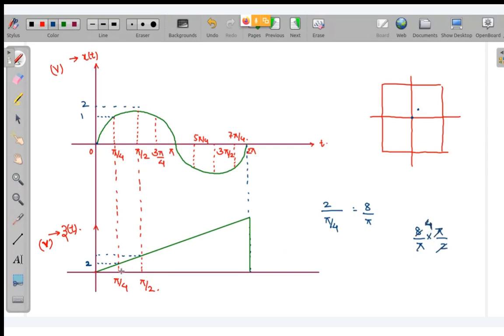And you can obviously see for the next multiple of pi by 4, this rise should be 4. Similarly for this one, it should be 6. The slope is 8 by pi, and this is your 3 pi by 4. So put it over here. Pi cancels, this is 2, you can see 6. So that is why there is always a linear rise, because time is a linear function.